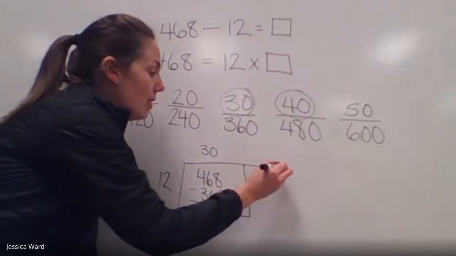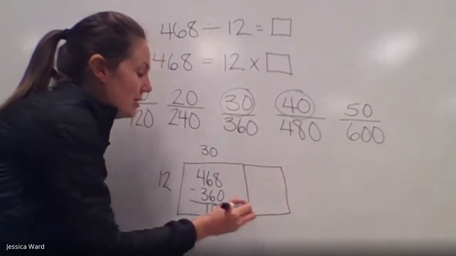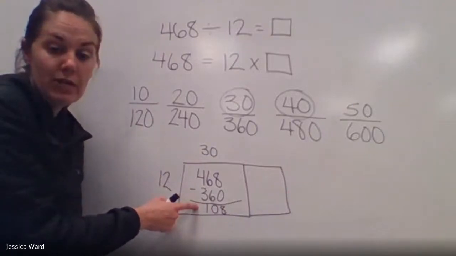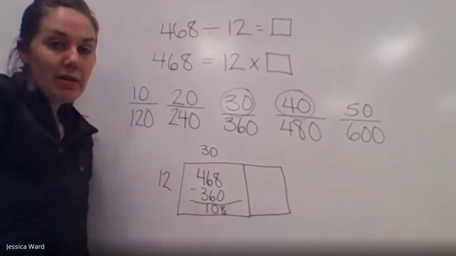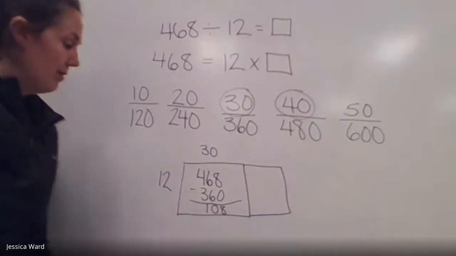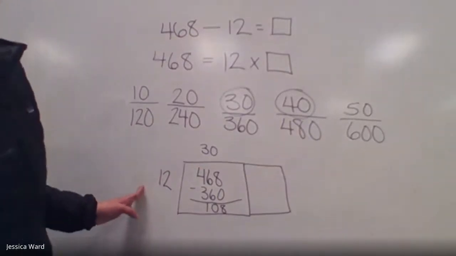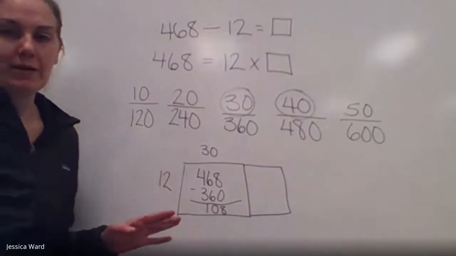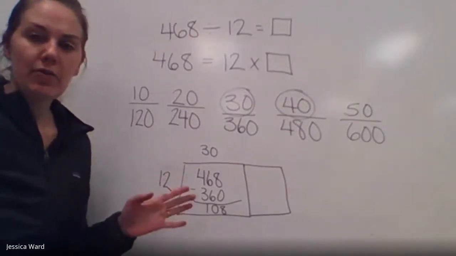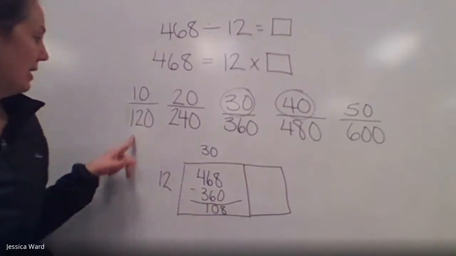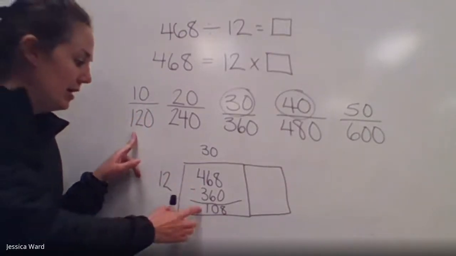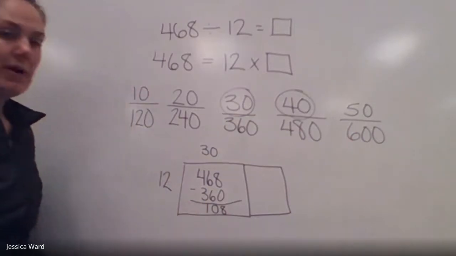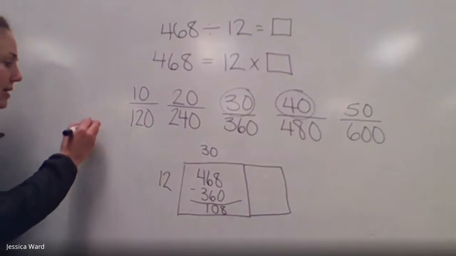So now I'm going to think about what I would add on to that, multiply by 12 to get close to 108. I'm going to think through my 12 facts, okay? So I know that 12 times 10 is going to get me 120. I need 108, so I'm going to go lower than 10. So let's think about 12 times 9.